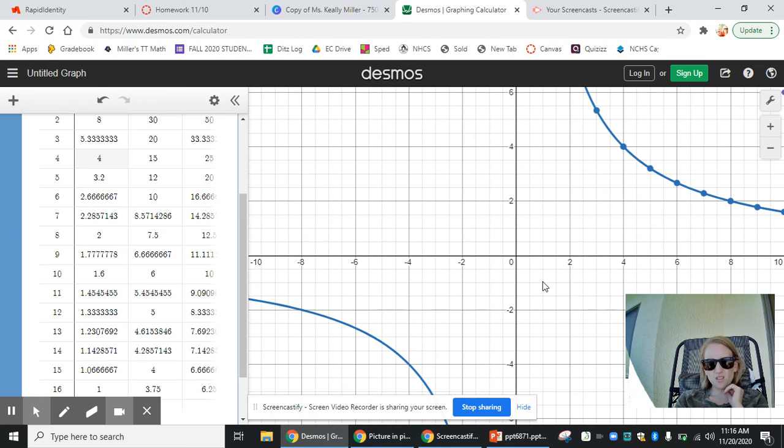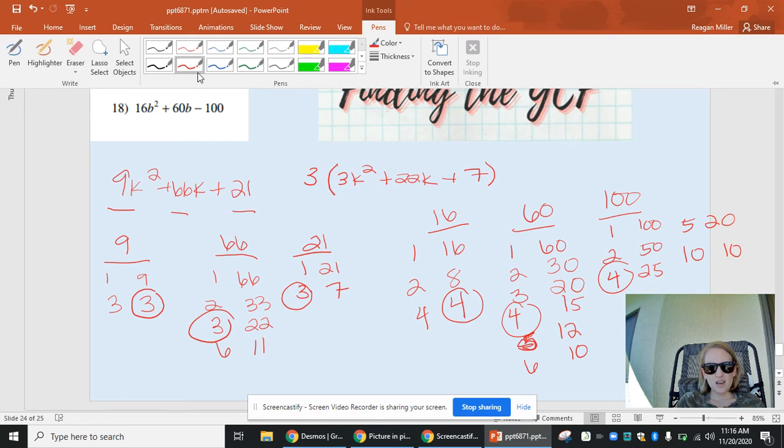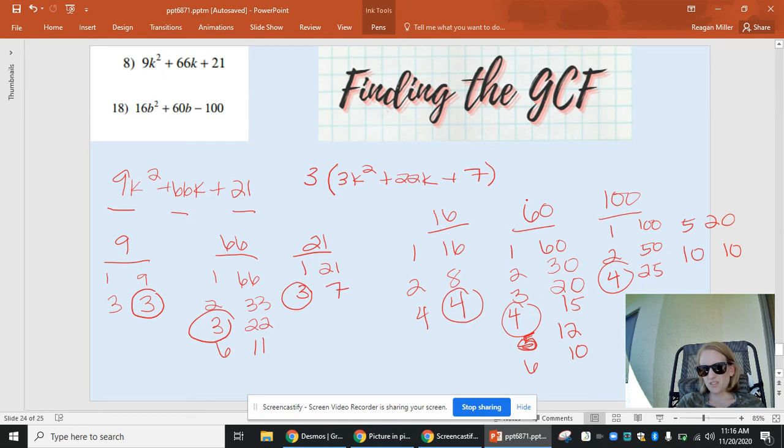coefficients when we are looking at it. So again, if you need to write this in factored form, you have got to put a 4 on the outside, and then divide all the numbers inside the parentheses by 4. So I would do 4, and then I divide 16 by 4 and get 4b squared. Divide 60 by 4 and get 15b, and divide 100 by 4 and get 25. Okay, so that is how you find your GCF.